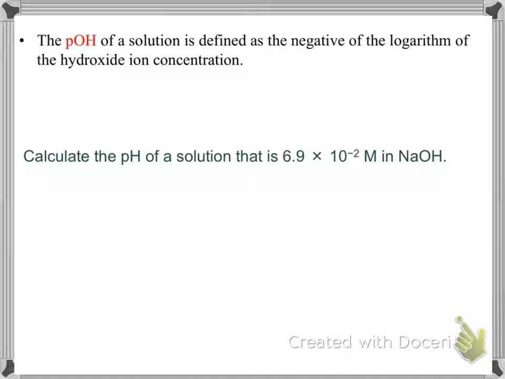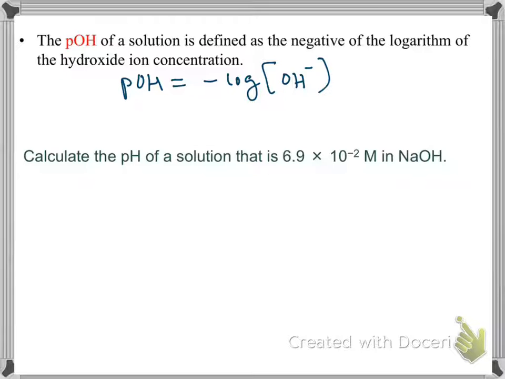pH is a scale to measure the acidic nature of the solution. Similarly, pOH is a scale that can be used to measure the basicity of the solution. And exactly, pOH will be negative log of OH negative.